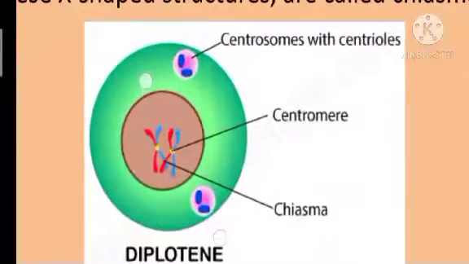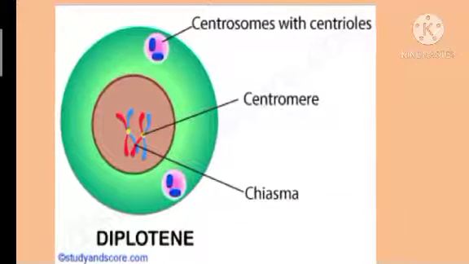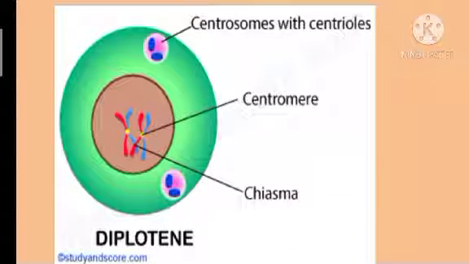Only that region will be seen attached with each other, and it forms an X-shaped structure there, which is called the chiasmata. Okay, and all the other regions will be separating from each other. In oocytes of some vertebrates, this diplotene stage can last for several months or even for years.